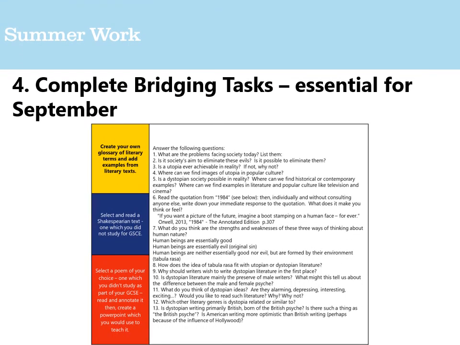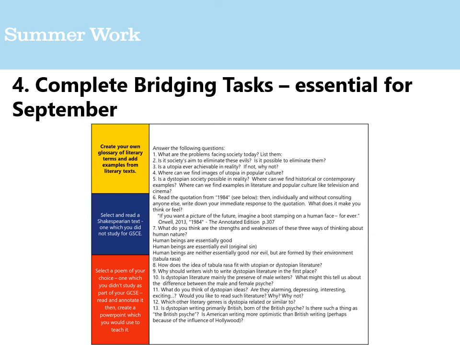The essential tasks that you need to complete for September are the bridging tasks that are set. Now, for English literature, what Miss Kaempf would like you to do is to answer the 13 questions that are in that middle task. And actually, they're questions that have been set by the OCR board, and they are seen as being excellent ways to help prepare you for component 2, which you'll be looking at in September.